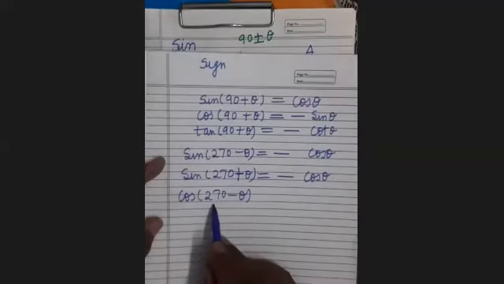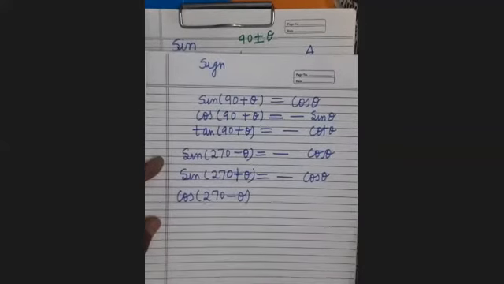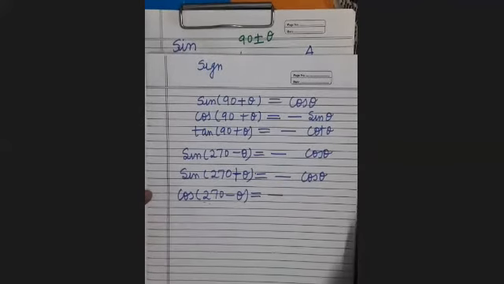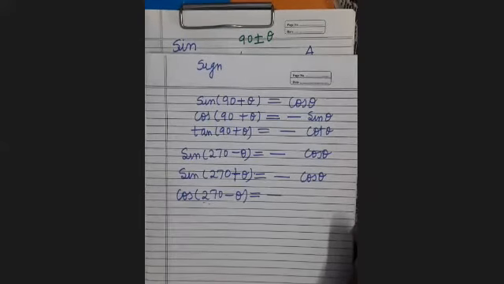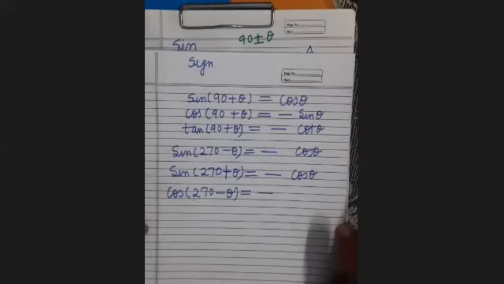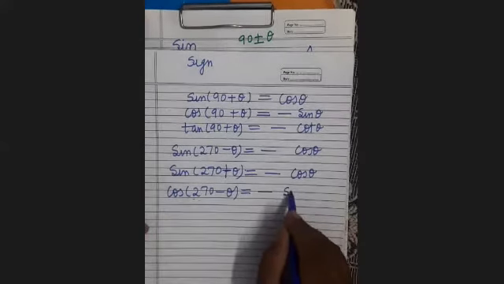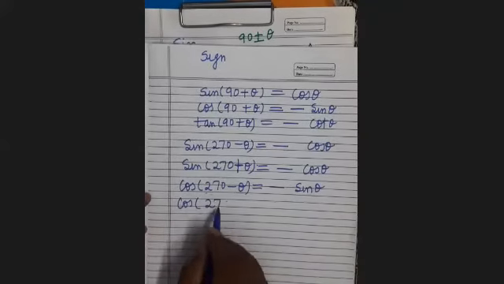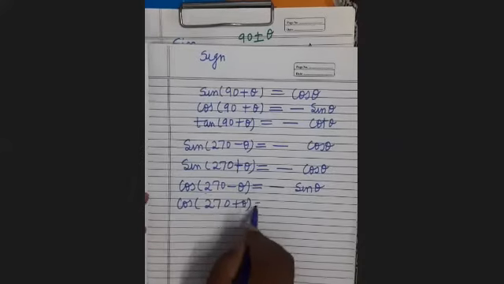270 minus theta is in which quadrant? Third quadrant. So it will be negative sin theta. And what will be cos 270 plus theta?